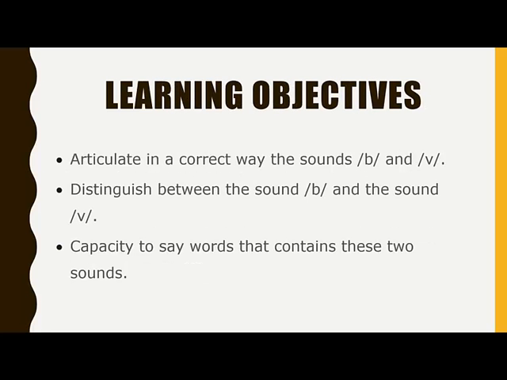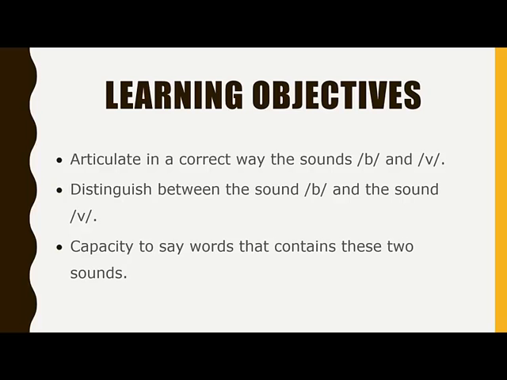Learning objectives. Both sounds V and B are voiced. However, the B sound is bilabial, because to say this sound you have to put your lips together, while the V sound is labiodental, because the top teeth touch the lower lip. Moreover, the B sound is plosive, whereas the V sound is fricative.